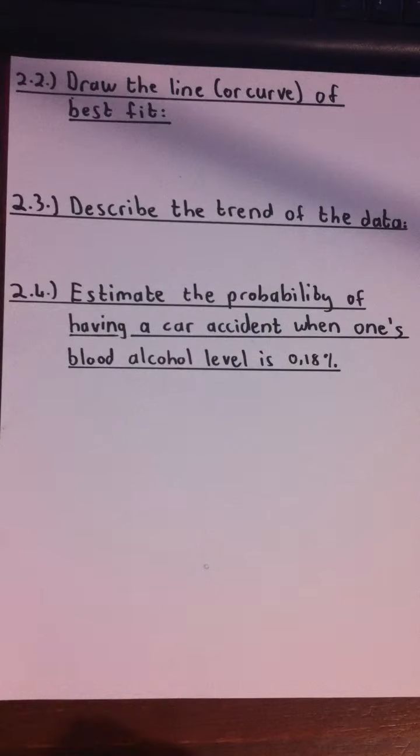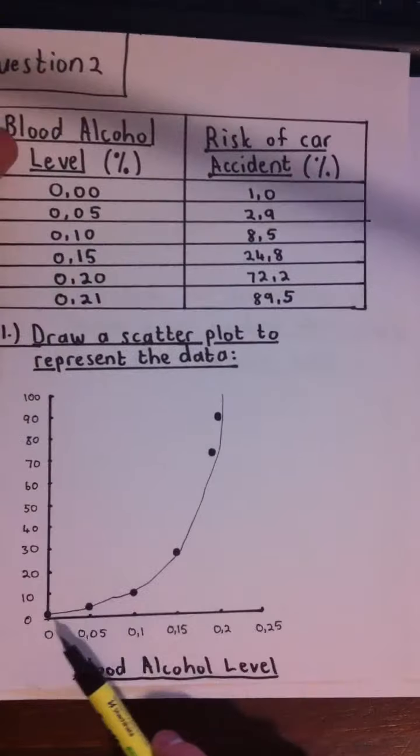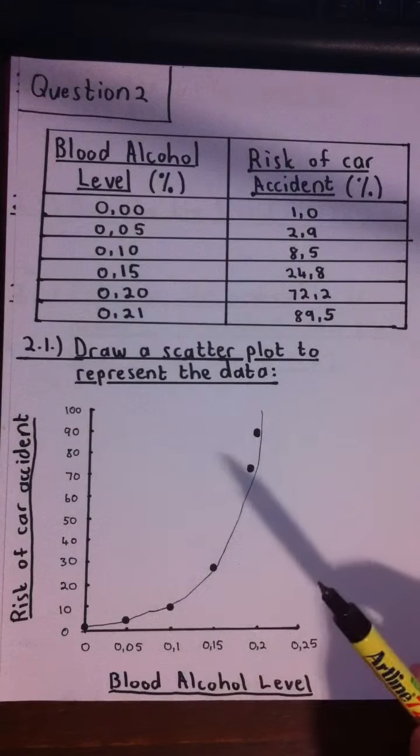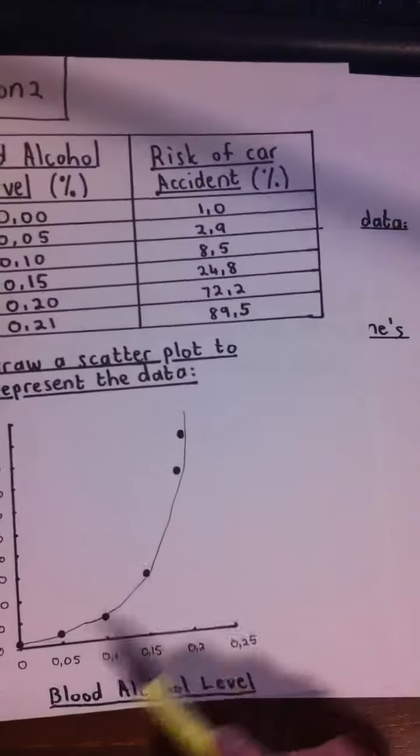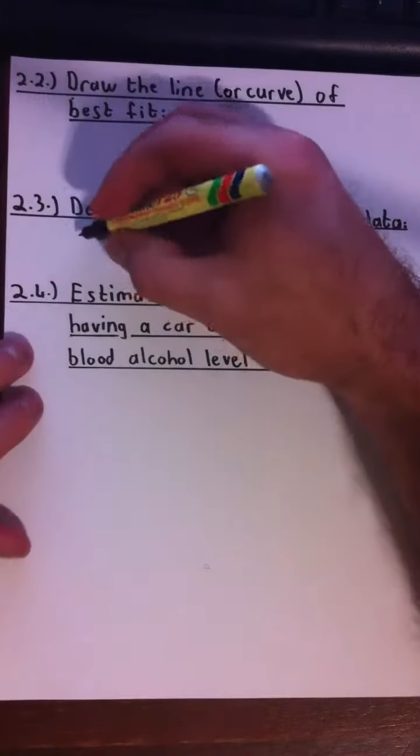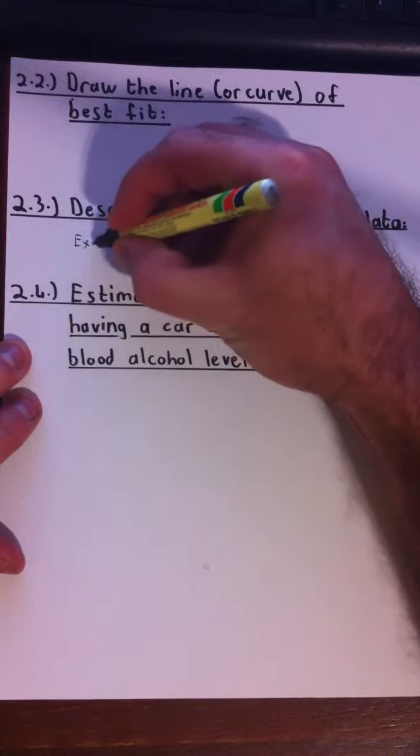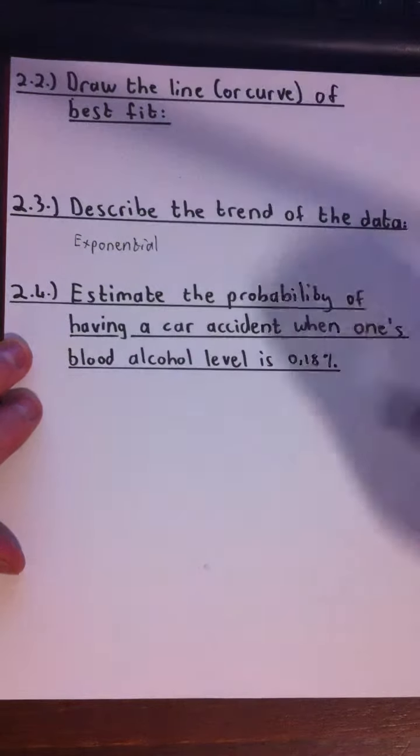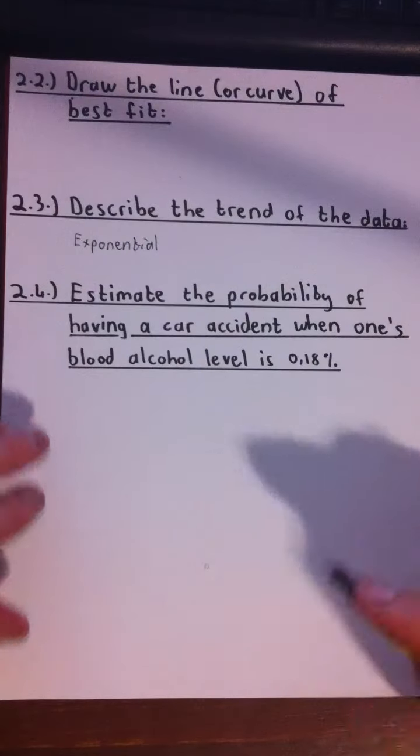Okay, so that's that. Now describe the trend of the data. If we see this dot here, again that'll just be the name of the graph. If it was a straight line, your graph would just be a straight line graph. And if it's exponential in this case, you would just say the trend is exponential. And that's all we need for 1 mark.